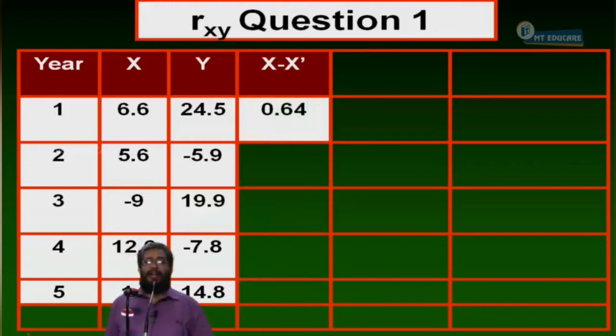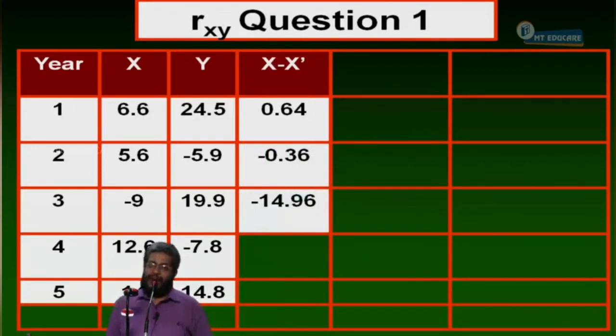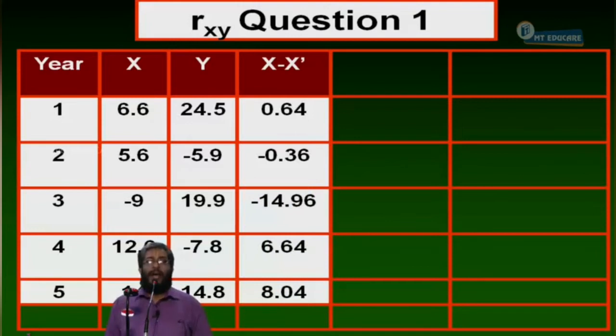0.64. Look at that and write. Don't look at the slide. Look at the notebook and tell me for second year what is X minus X bar? Minus 0.36. Only few are answering. Everybody, please tell me. Third, what is X minus X bar? Minus 14.96. Fourth? 6.64. Fifth? 8.04. I am asking not because I need the answer, I already have it here, but to know whether you understood where you are taking the numbers from.